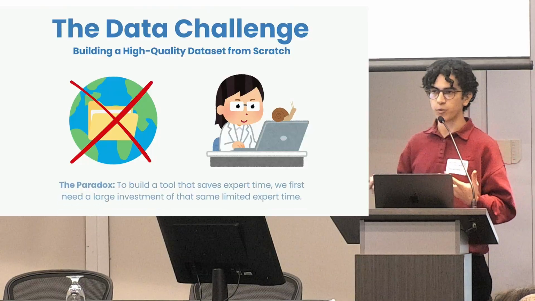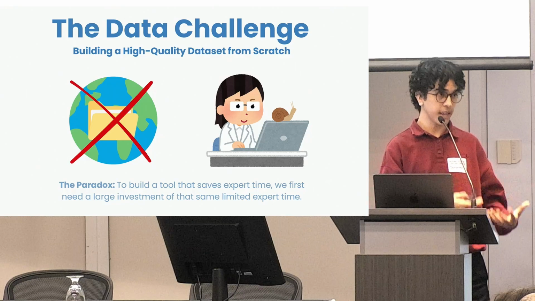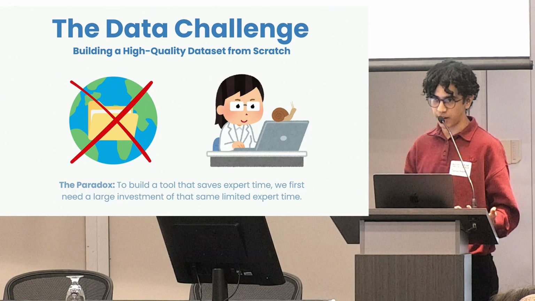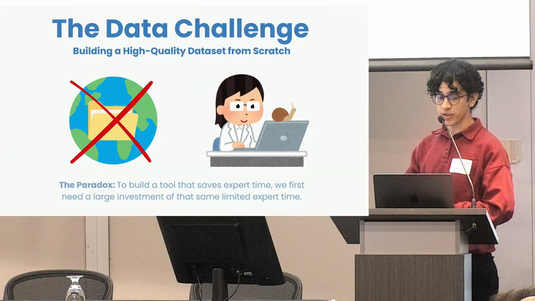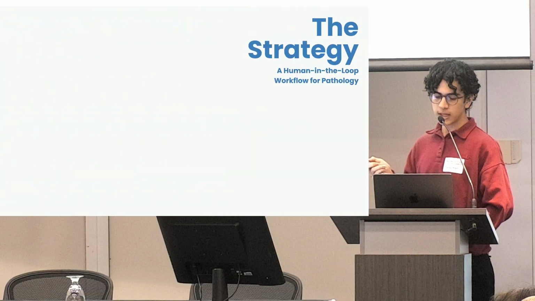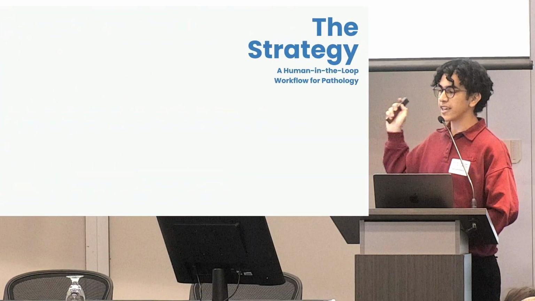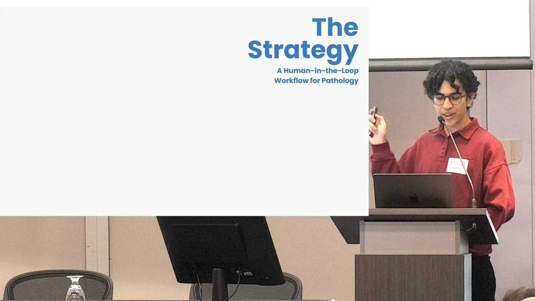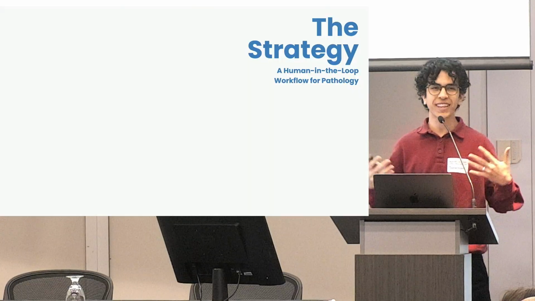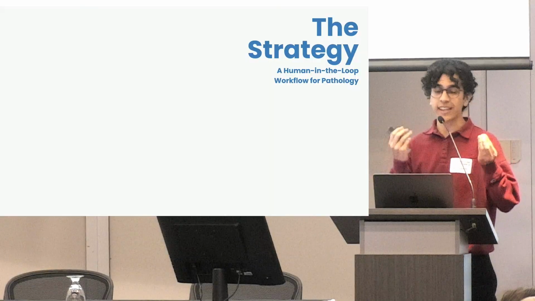We have a paradox. We want to build a tool that helps them save time, but to build that tool, we have to ask them to spend hundreds of hours. So our first goal is focused on breaking out of this cycle. Our strategy is called a human-in-the-loop approach. Instead of building an AI in isolation, we create a cycle between the expert and the machine.